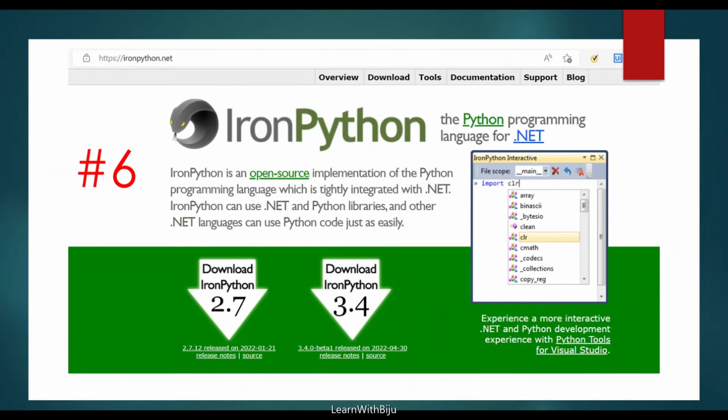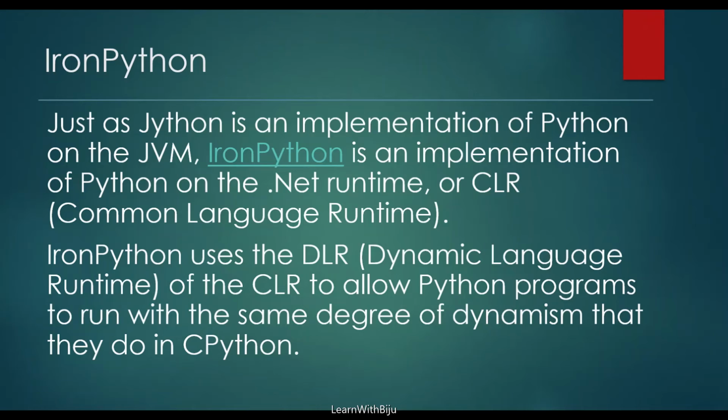Number 6, IronPython. IronPython is an open source implementation of the Python programming language which is tightly integrated with the .NET. Just as Jython is an implementation of Python on the JVM, IronPython is an implementation of Python on the .NET runtime or CLR, Common Language Runtime. IronPython uses the DLR, Dynamic Language Runtime of the CLR, to allow Python programs to run with the same degree of dynamism that they do in CPython.